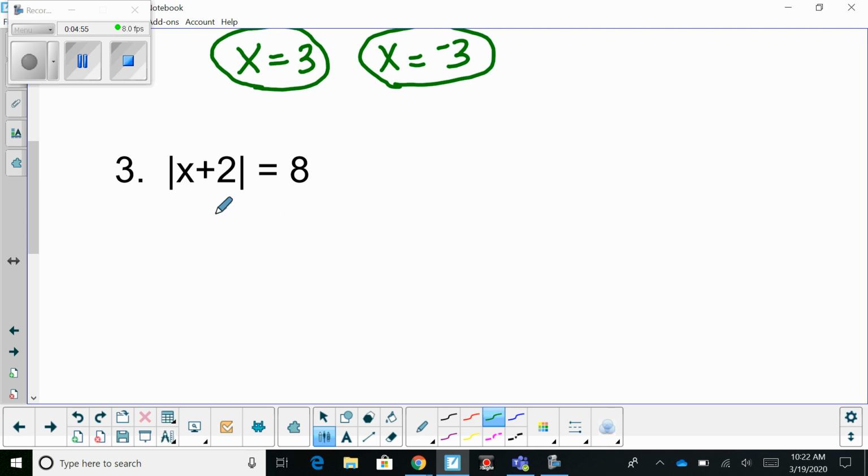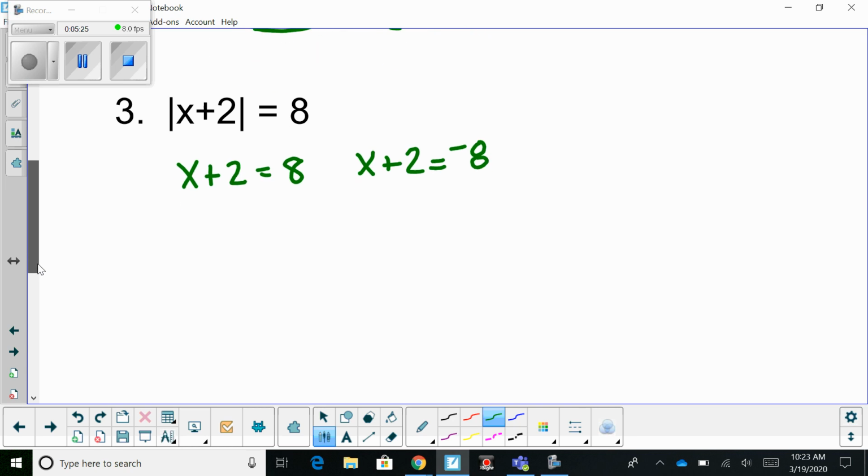On example number 3, the absolute value is also already isolated. So now I can just set the expression inside: x plus 2 equals 8, x plus 2 equals negative 8. The most common mistake is that people will just drop the absolute value bars and only set it equal to the positive. But you've got to set it equal to the positive 8 and the negative 8 because both of those numbers are 8 units away from 0 on a number line.